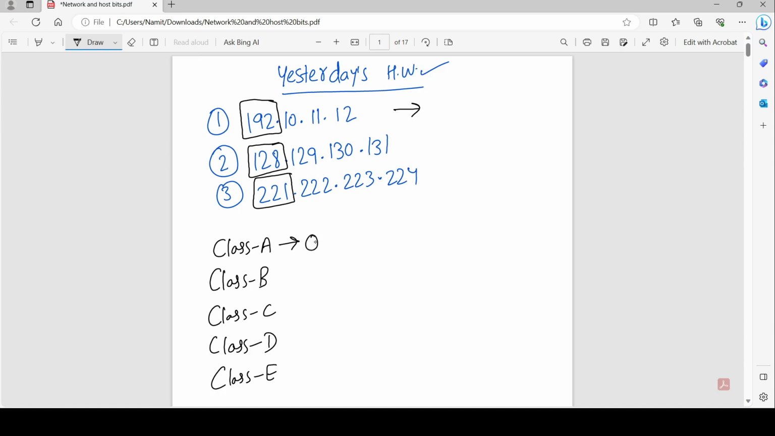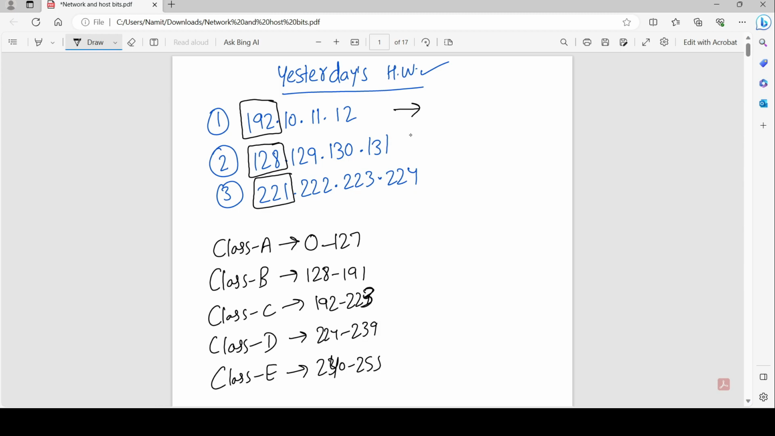Class A is 0 to 127, class B is 128 to 191, class C is 192 to 223. Then class D is 224 to 239, and the next one, class E, is 240 to 255. If I have committed any mistake, just let me know and I'll be correcting it. I hope you have understood my motive for writing the class range over here.